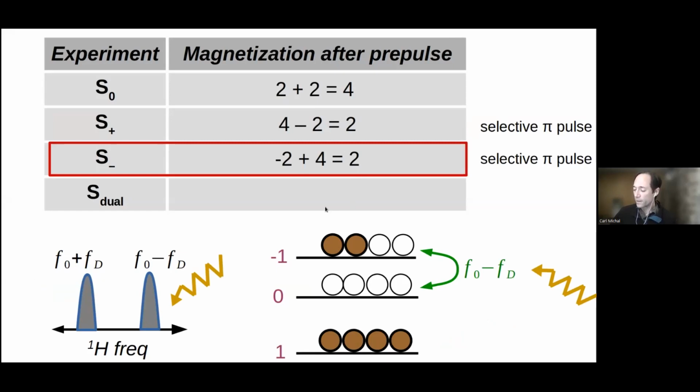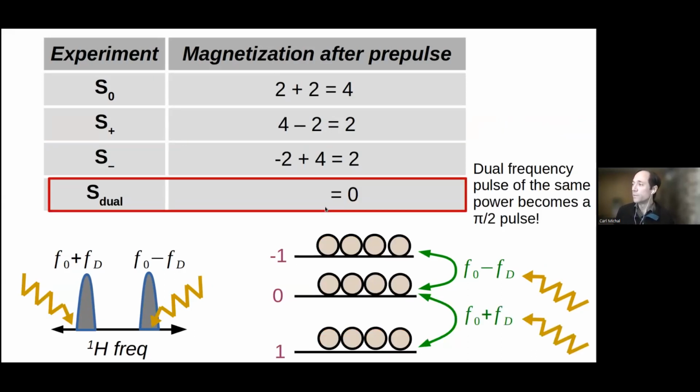But now, if I take my selective pi pulse and split it up so that I apply it to both sides simultaneously, my selective pi pulse actually becomes a pi over 2 pulse. That has the effect of scrambling the magnetization amongst all of these different states. And there's basically no Z magnetization left at all. So there'd be no signal at all after that selective pi pulse.